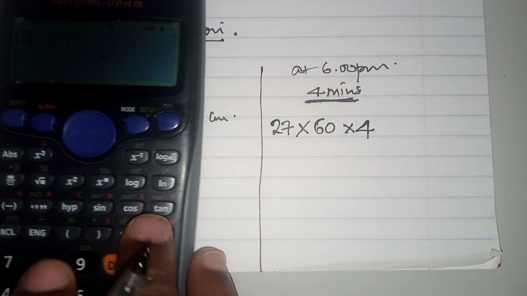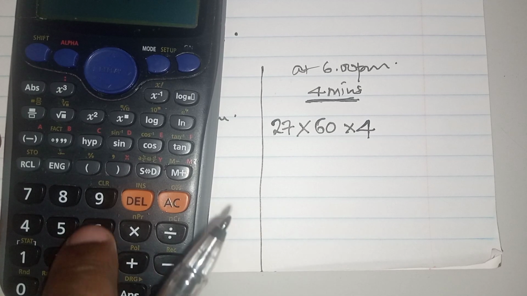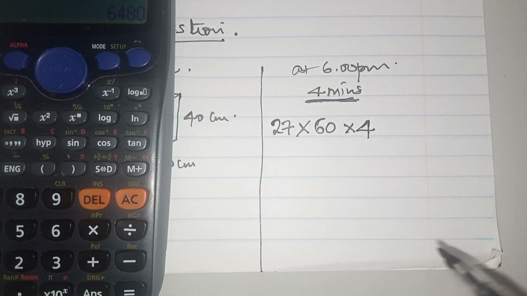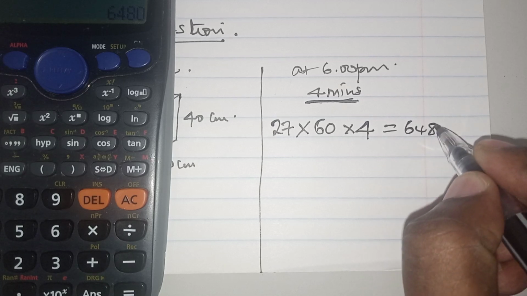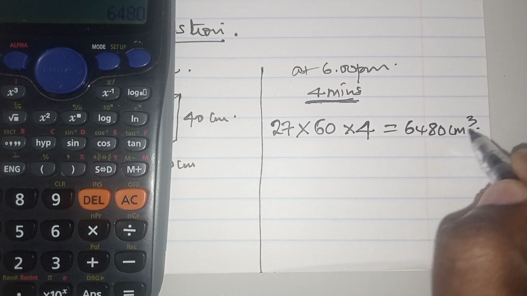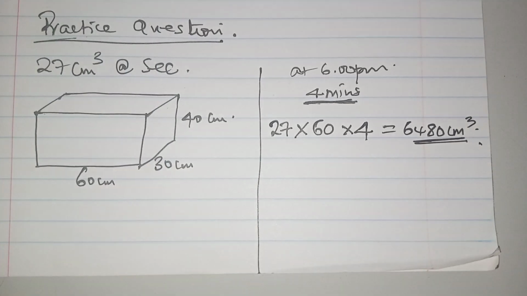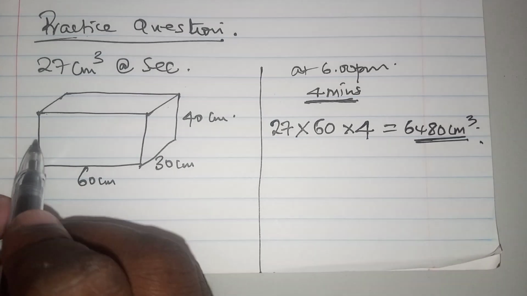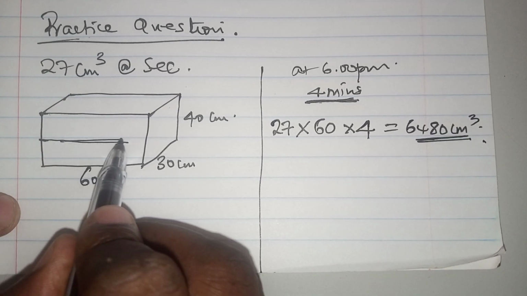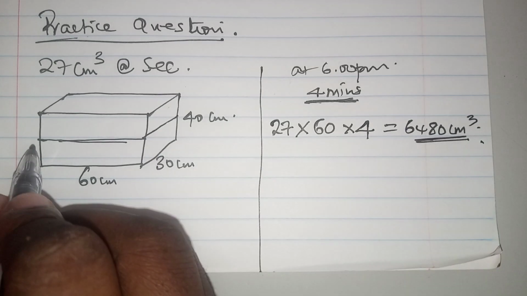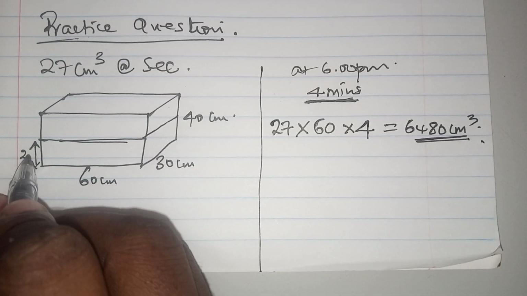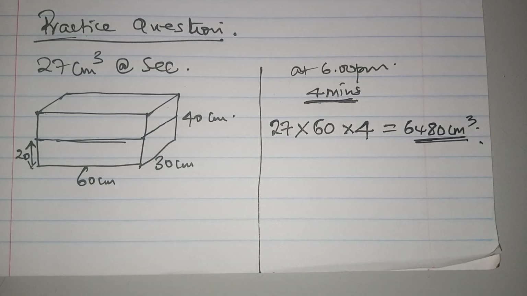And what do you get here? 27 times 60 times 4. This is 6480 centimeters cubed. If this is the amount of water that gets into the container in 4 minutes, and we are told that at 6 p.m. the container was half full, so the height was 20. The height of the water was 20, since the height of the container is 40. What was the height of the water at 6:04?